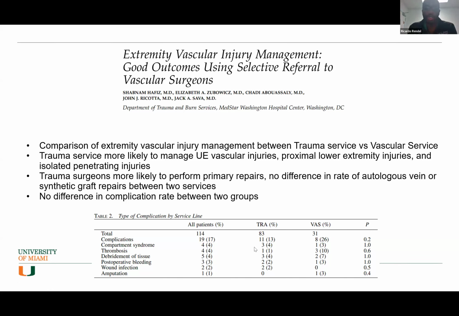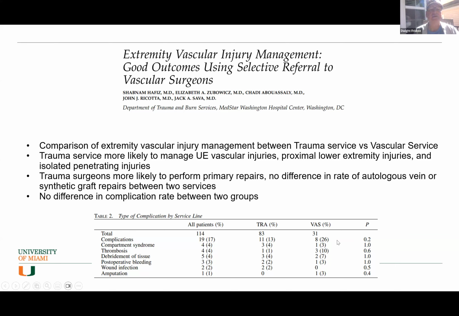I don't know if that's similar for you guys, Dr. Kasim and Dr. Frisbee. Is trauma doing the majority of these repairs at your institutions? Is it 50-50 or is vascular always called regardless? I think you're muted, Dr. Frisbee.